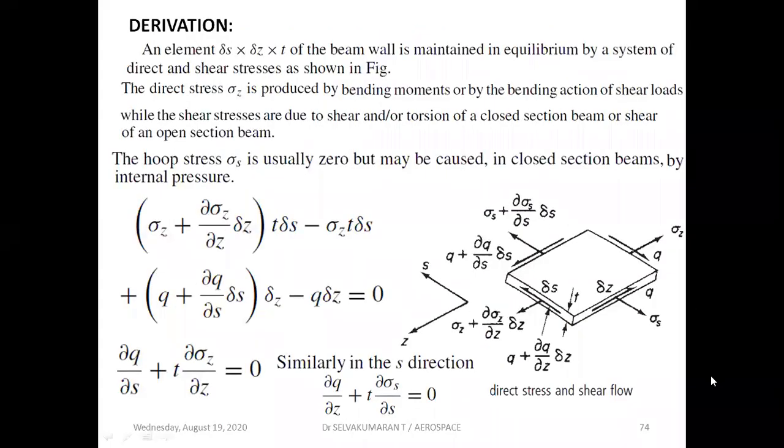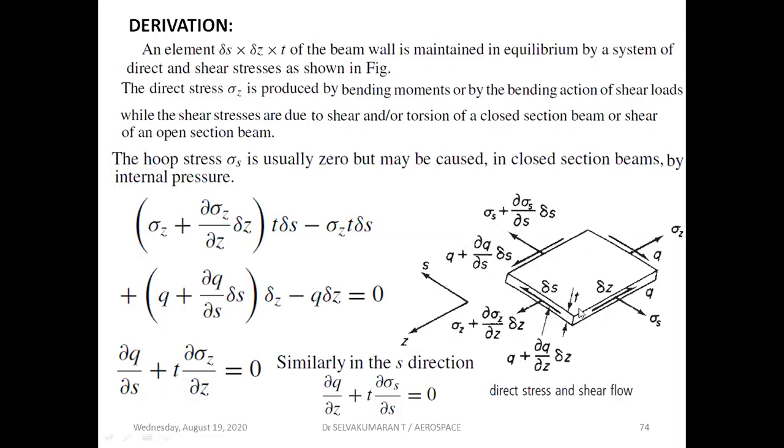Now let us see the derivation for the shear flow, how to calculate the shear flow in open sections. I have taken a small element of sides delta s in the s direction and delta z in the z direction, and thickness t perpendicular to the s-z plane. Sigma z is the direct stress produced due to the bending action of shear loads, whereas the shear stresses are due to shear force, or torsion of a closed section that is subjected to torque, or shear force when it is applied to an open section.